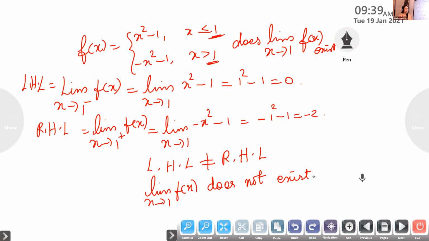Are you able to recall this method, children? Are you remembering this type of problems? Anilya Mohanan? Aishwarya?